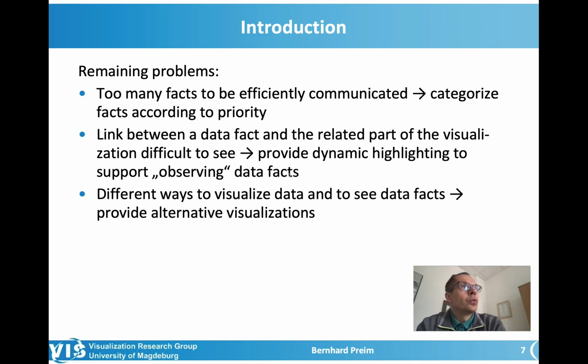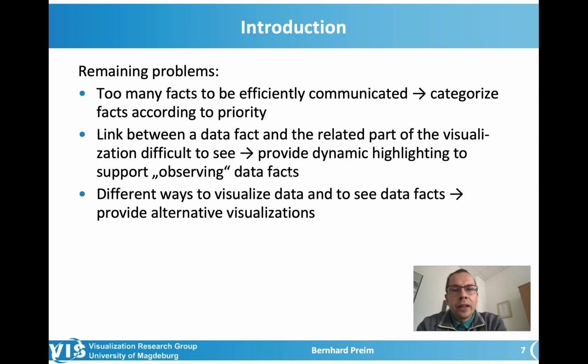So to determine which facts are more important than others. If you have to restrict yourself, for example, because of space reasons, say there is enough space to comment on 10 data facts, this should help to find the 10 most important ones.